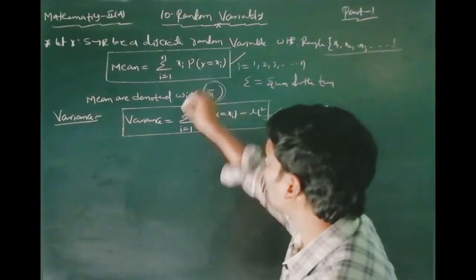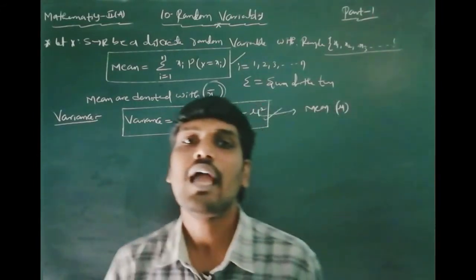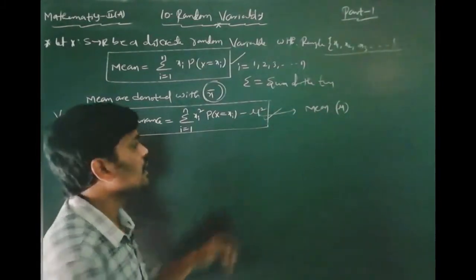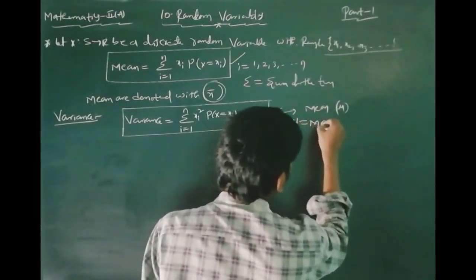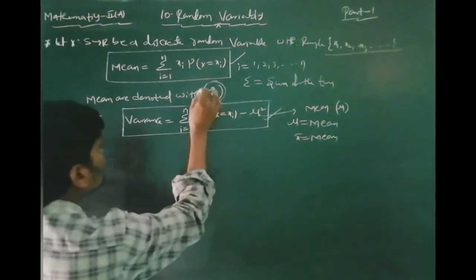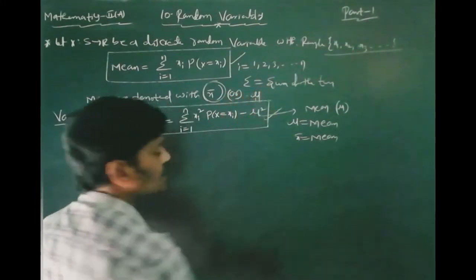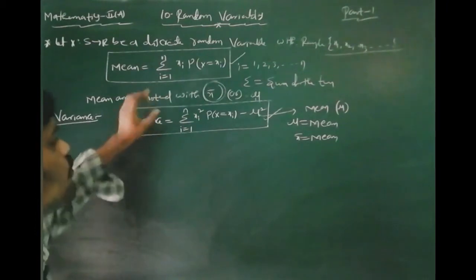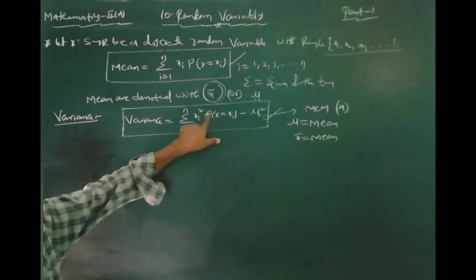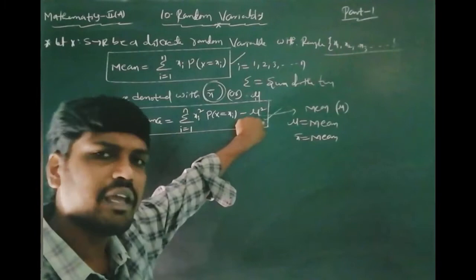Here x bar can also be noted with mu as the mean. Both are similar. Sometimes you can write mu, that is the mean. Mean is denoted with x bar or mu. You can write any one, that is the symbol of the mean. This is the variance formula: summation of i equal to 1 to n of xi square into p of x equal to xi minus mean whole square.